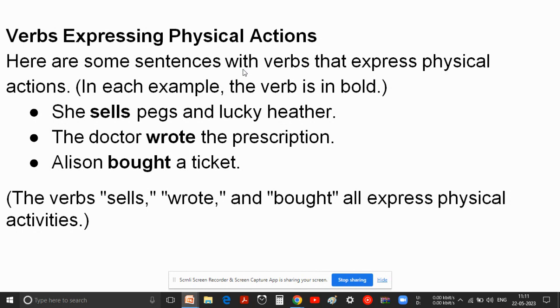The doctor wrote the prescription. Here, wrote is the verb, which shows physical action. Ellen bought a ticket. Bought here is a physical action. The verbs sells, wrote, and bought all express physical activities.